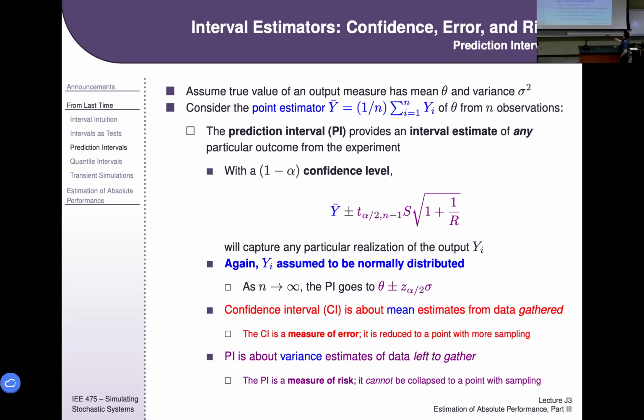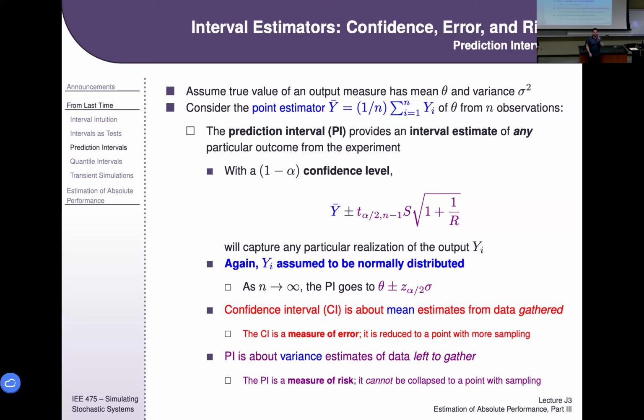And so that prediction interval starts at the mean, but the way it works is, if the number of replications goes to infinity, then the prediction interval goes to the true mean plus or minus the z critical value times the true standard deviation. So this gives you an idea of the true variance of the simulation system as opposed to the true mean of the simulation system. So it's trying to predict.